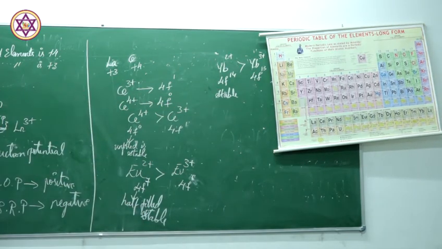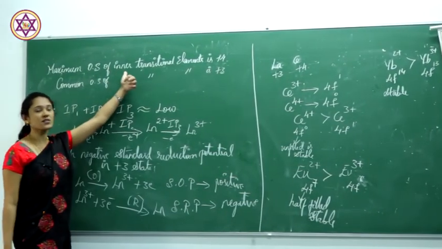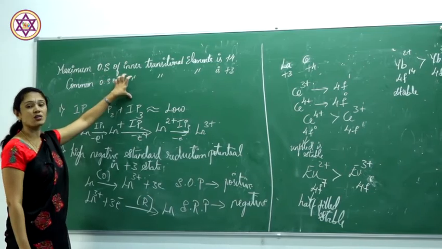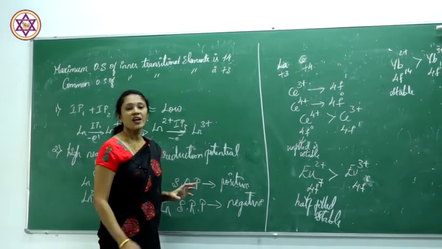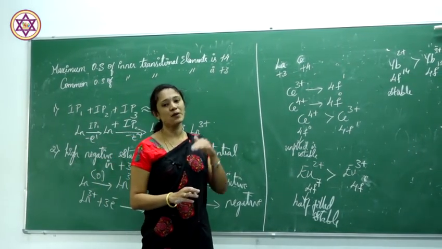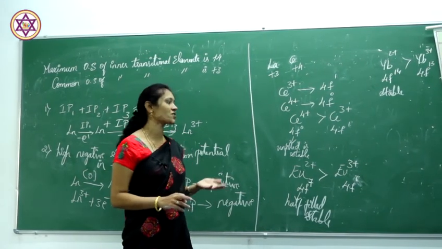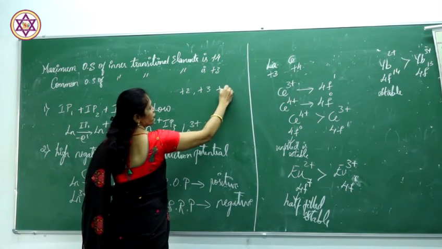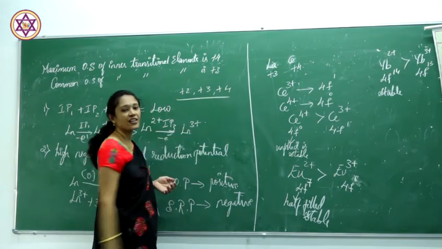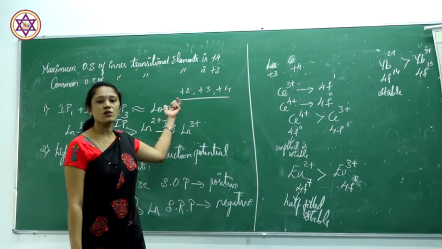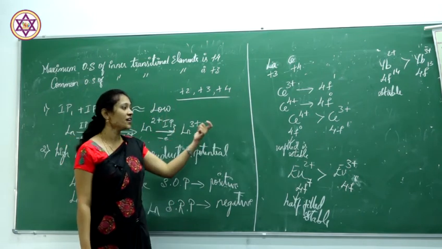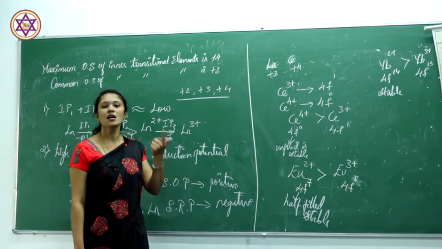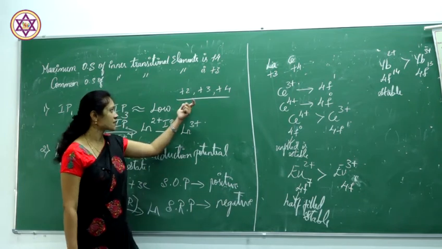And also you all know that the maximum oxidation state of transitional elements is +4 and the common oxidation state is +3. It also shows +2 and +4 oxidation states, including the +3 oxidation state. +2, +3 and +4, all these are shown in inner transitional elements, but the most stable oxidation state is +3.